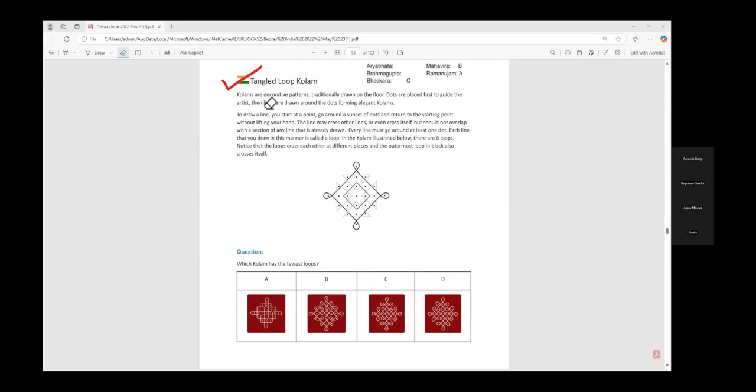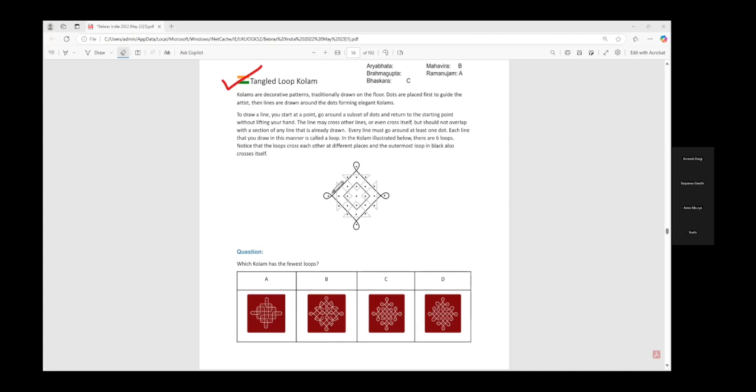Okay, so in this first question, there is something called columns, which are drawn on the floor. First of all, there will be dots which are drawn, and around them you have to draw lines. Now these lines come in something called loops. A loop is when you start from a specific spot, you go around dots, and in the end you end at the same spot. And the loop has to have at least one dot inside it for it to be considered a loop.